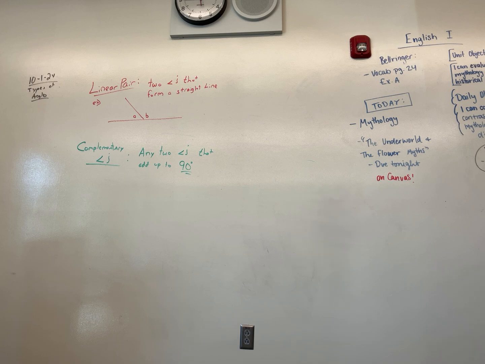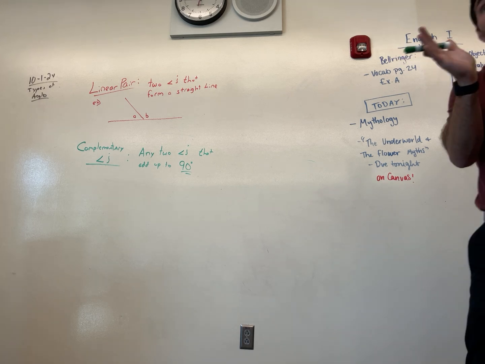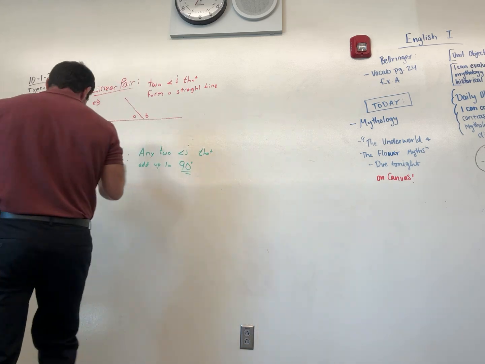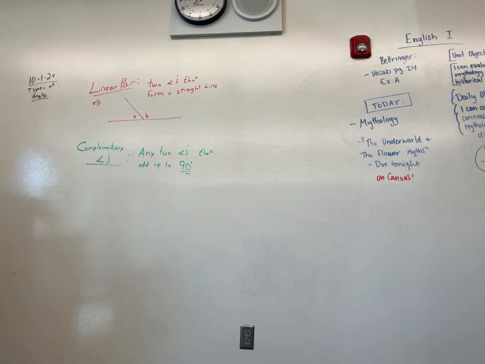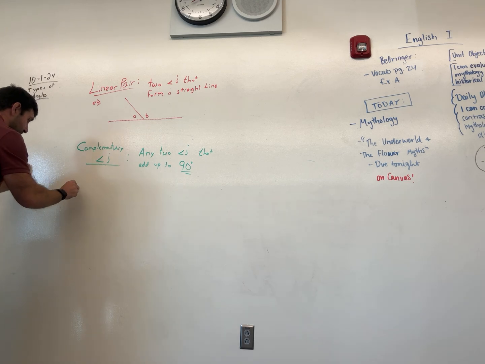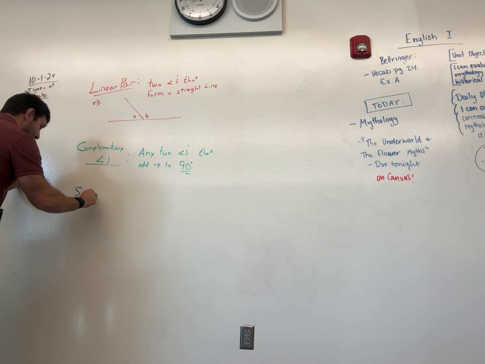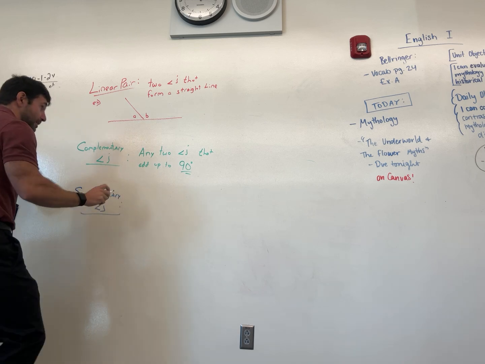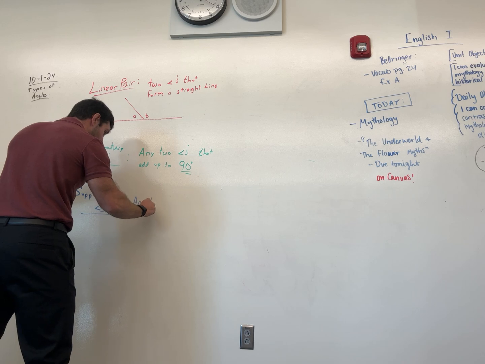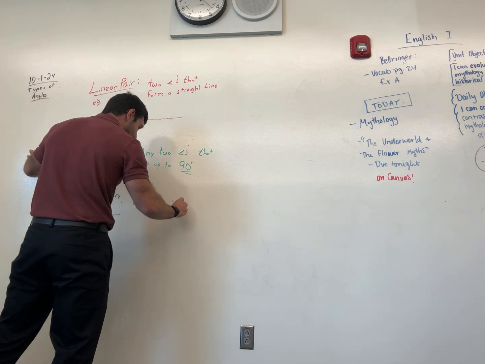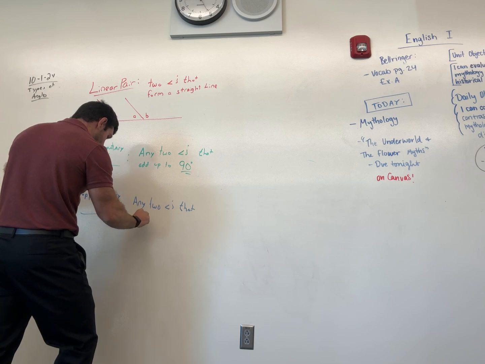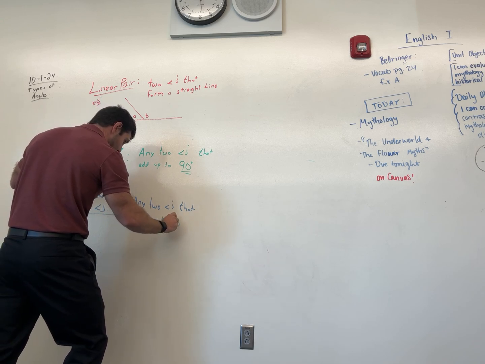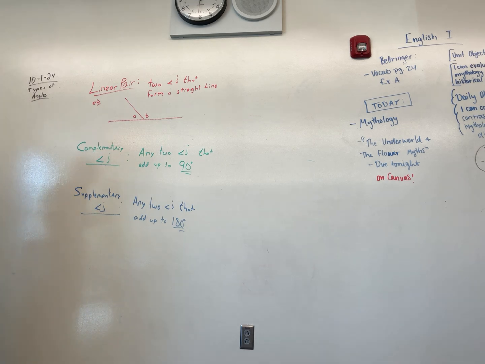Adjacent means next to. We've learned adjacent already, right? Now, supplementary, and I'm going to show you my little trick for how I differentiate. Supplementary angles are any two angles that add up to 180 degrees. Guess what? Every linear pair is also supplementary.